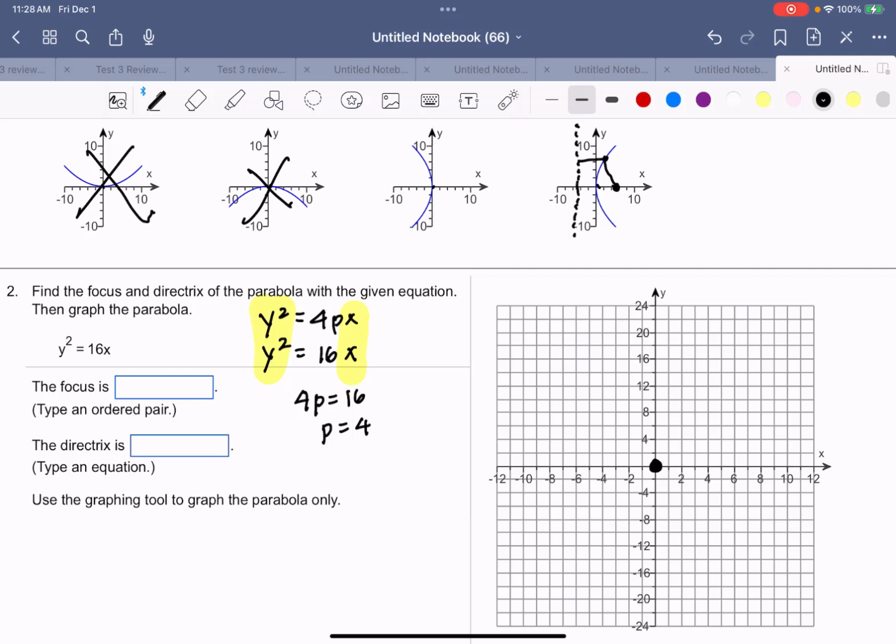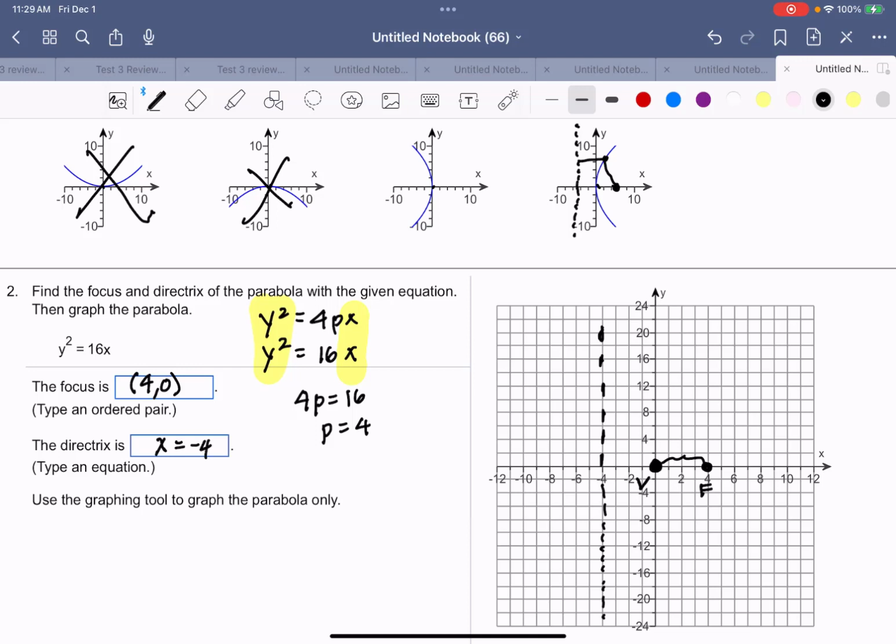Now, remember our vertex is at (0, 0). Our focus is going to be at (4, 0). Okay. So here's my focus, and I'm just going to put an F there and a V there. Now, if my focus is over here, and it's 4 spaces away, my directrix line has to be back here, 4 spaces away, so it's at x equals -4, a vertical line.